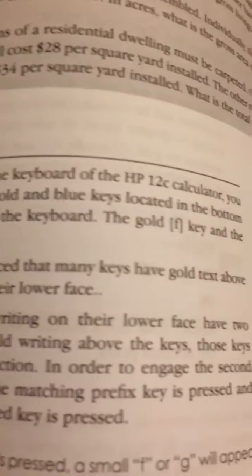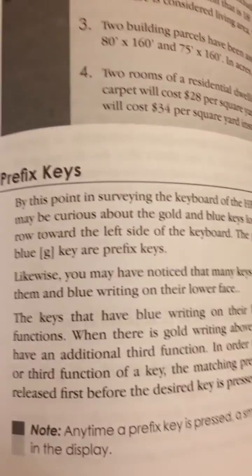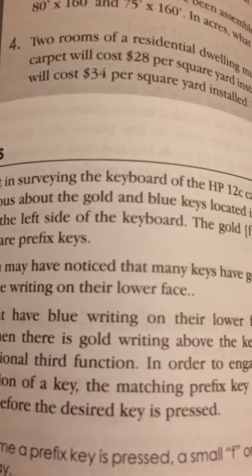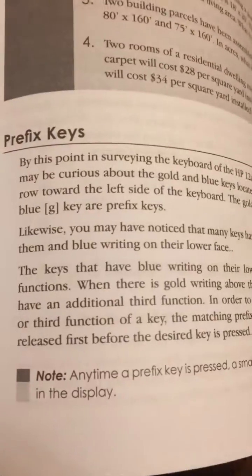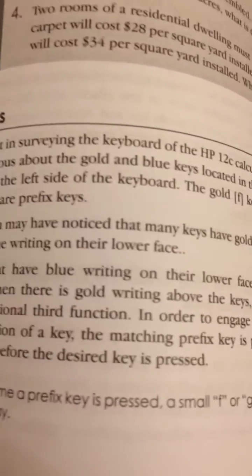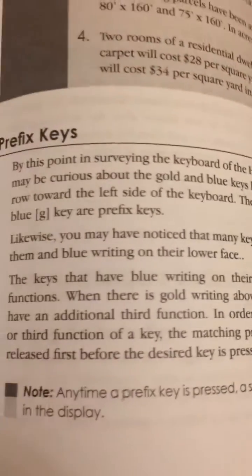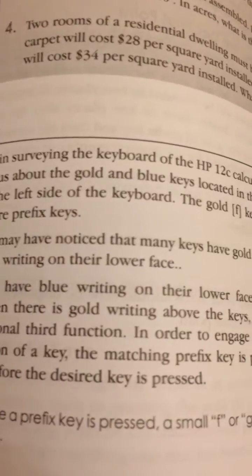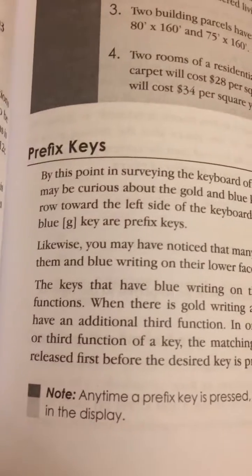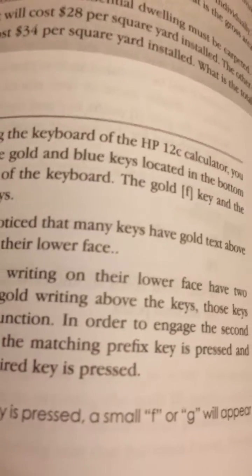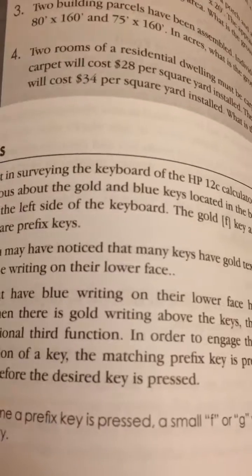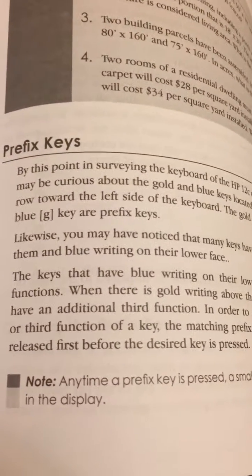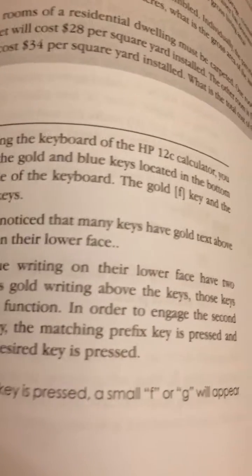Likewise, you may have noticed that many keys have gold text above them and blue writing on their lower face. The keys that have blue writing on their lower face have two functions. When there is gold writing above the keys, those keys have an additional third function. In order to engage the second or third function of a key, the matching prefix key is pressed and released first before the desired key is pressed. Note, anytime a prefix key is pressed, a small F or G will appear in the display.